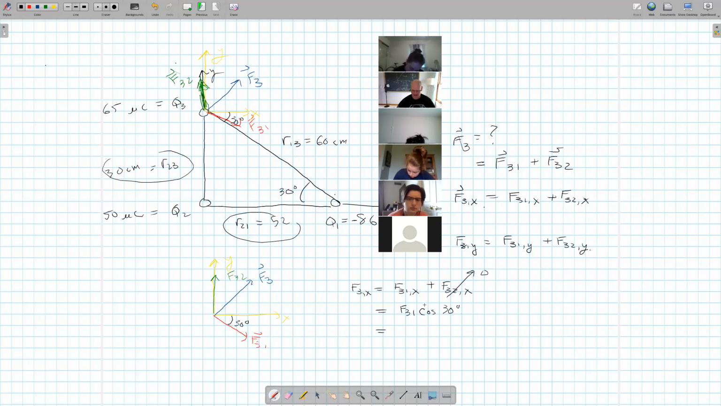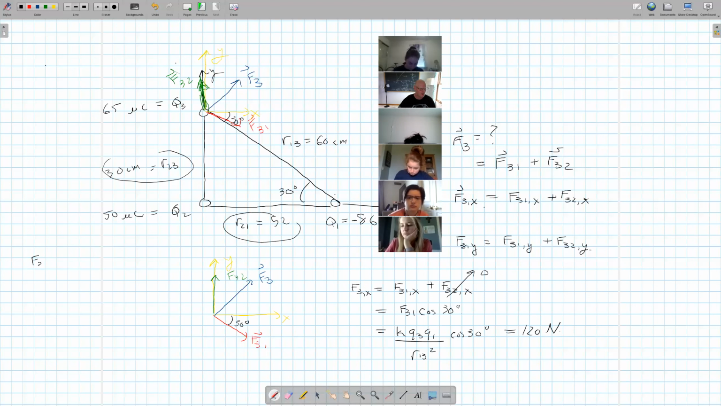Now, Coulomb's law tells us that F31 is going to be the same thing as k times q3 times q1 divided by the distance between the two, which in this case is this distance, which we call r13, squared, times cosine of 30 degrees, right? So this is my x component. Now, if I plug in my numbers, what I find is that the x component works out to be about 120 newtons. So this is equal to 120 newtons. Okay. Seems okay?